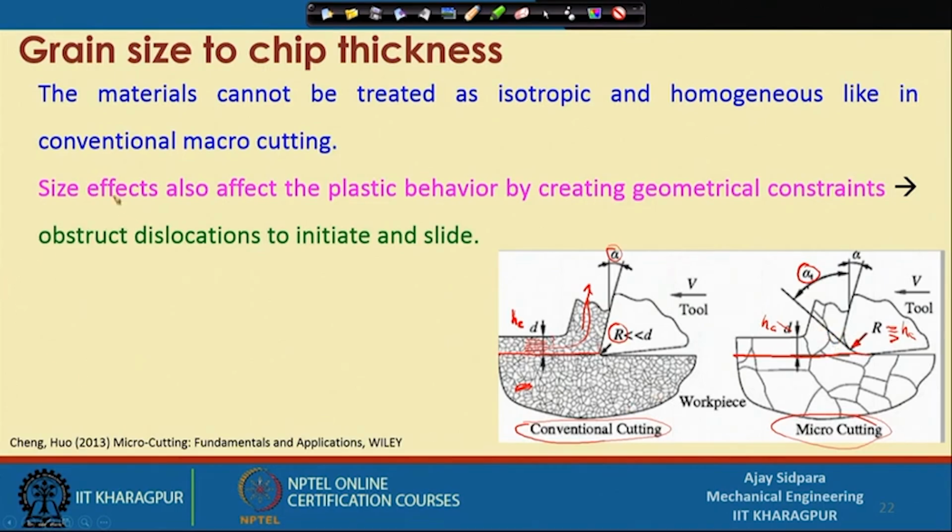So, what does the size effect tell us? The size effect also affects the plastic behavior by creating geometrical constraints. Those obstruct dislocations from initiating and sliding. So, we are not able to get one particular dislocation. Dislocation means the defects through which the material will be removed, or the cutting will initiate, or the crack propagation will initiate. But that is difficult to find here, because now we are looking at individual grains.